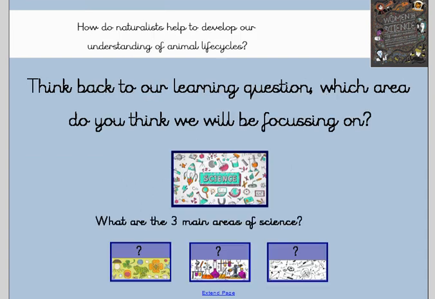And then finally, thinking back to our learning question and the three areas of science, which of the areas that you've identified do you think that we are going to be looking at today and throughout the rest of this learning journey? Okay, so your learning journey today is really about unpicking, thinking about what we're going to be looking at for the next couple of weeks, and I'd like you to present that in the same way that you would if you were in school.